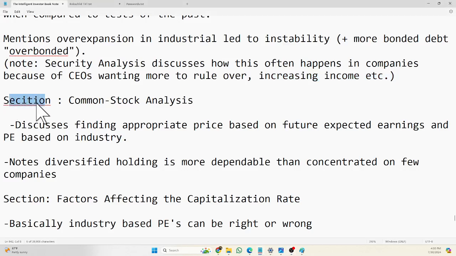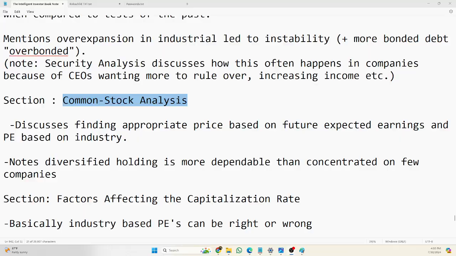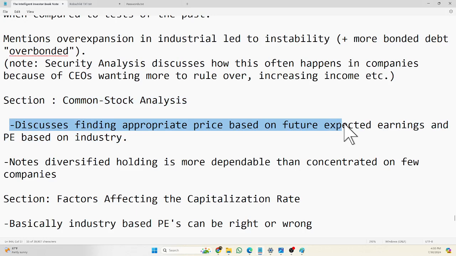Then we have a section titled Common Stock Analysis. Again, the rest of this chapter is sort of setting up the next chapters as to how to actually do it. Again, the title of this chapter is a general approach to common stock analysis. So he discusses finding an appropriate price based on future expected earnings and PE ratio based on the industry. Remember earlier in the chapter, future expected earnings is difficult, and so you should be conservative if you're trying to figure out how much you should pay for a company, obviously, in that regard.